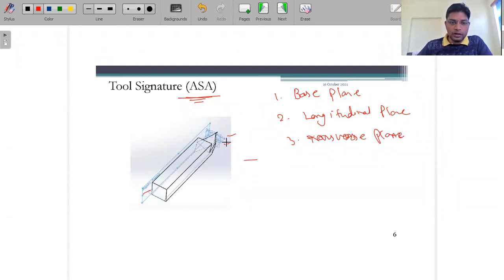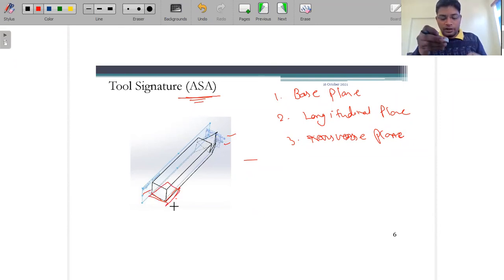Do not consider this top, front, and right plane. Just consider that this is the plane, the base plane, in which we keep the single point cutting tool. So the plane in which the single point cutting tool is kept, we call this plane the base plane, right?